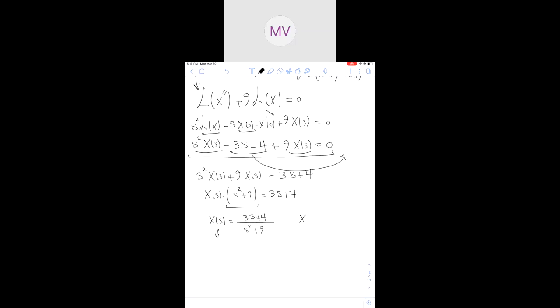Now, what do I want? I want that function in terms of t. Remember, this is the space of Laplaces. This is in a different space, right? So I want to go back to the space where my original function is in terms of t. So what was that? That was the inverse of that x of s. So the unknown function x of t that I'm looking for is the Laplace inverse of 3s plus 4 over s squared plus 9.